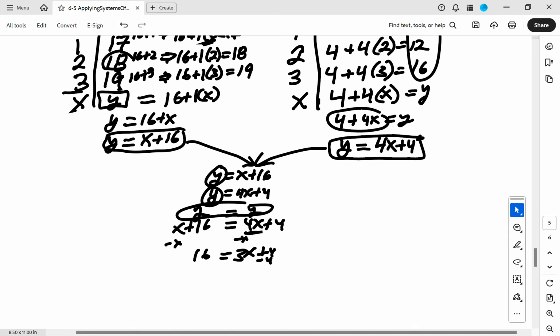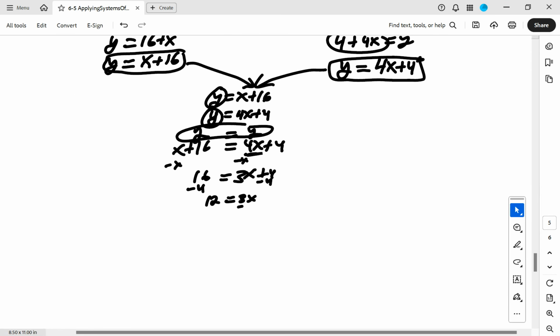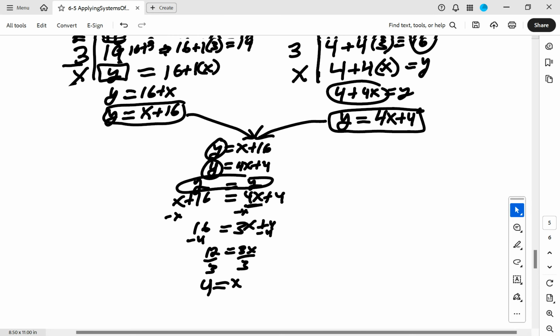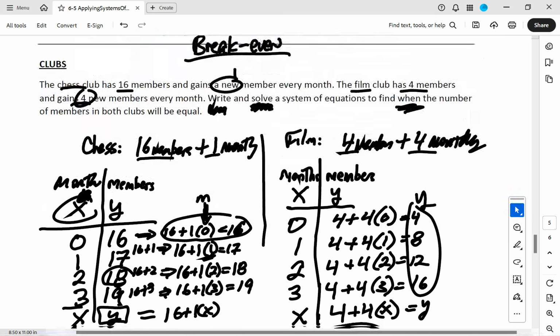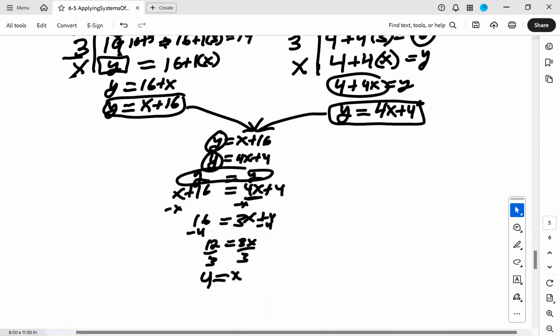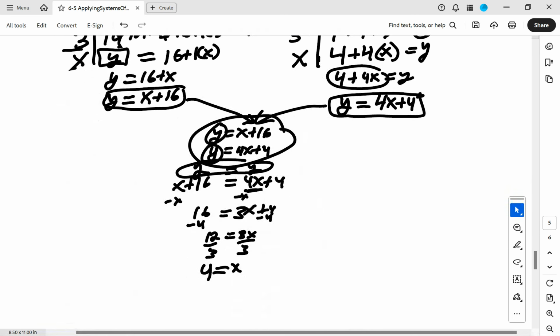And now let's move that 4 over to the other side. 16 minus 4 is 12, equals 3x. Let's divide by the 3. X equals 4. What did x stand for? It was the number of months. So in this case, in a break even like this, this is the number of months we need. So it's 4 months.